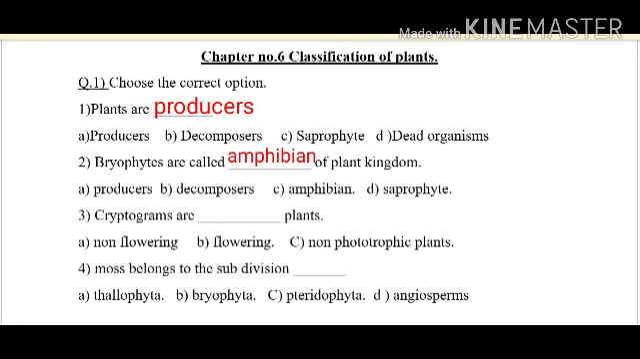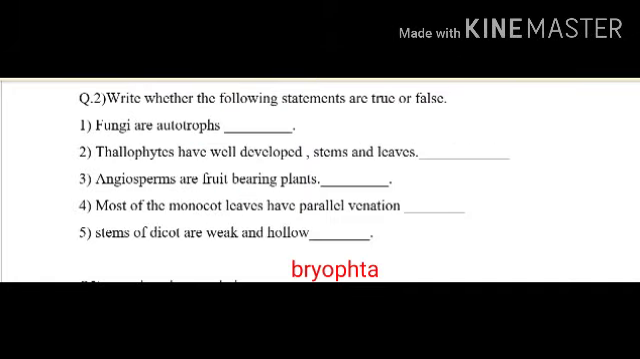Next is cryptogams are dash plants. Cryptogams are non-flowering plants. Fourth one, moss belongs to the subdivision. It belongs to Bryophyta.